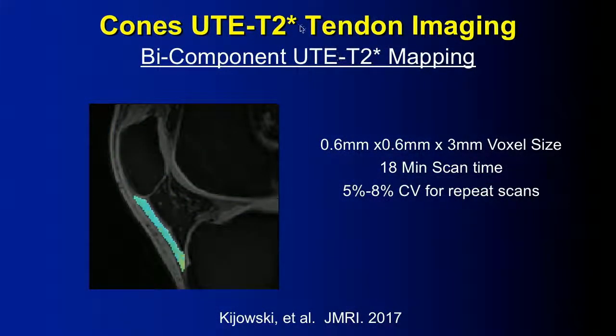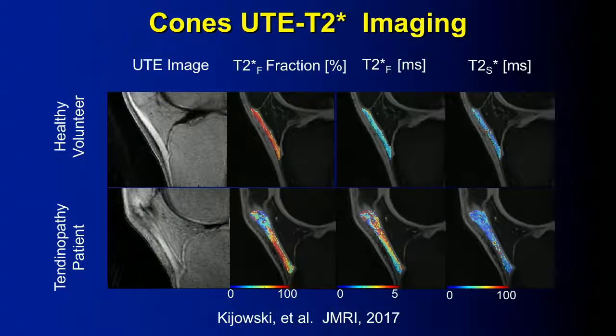This is also helpful in looking at short T2 structures with UTE techniques such as a Cones T2 star approach to measure the T2 star relaxation time, in this case in the patellar tendon. Here, looking at the change in the T2 star with tendinopathy on the bottom versus a healthy volunteer on the top, looking at both the fast and the slow relaxation components of the T2 star to try to better characterize the actual internal degeneration in the tendon.